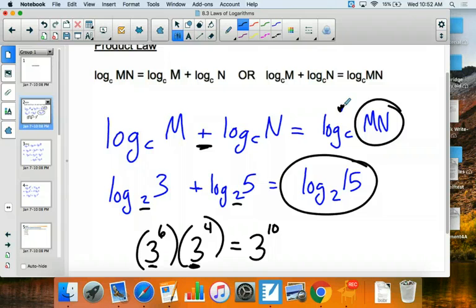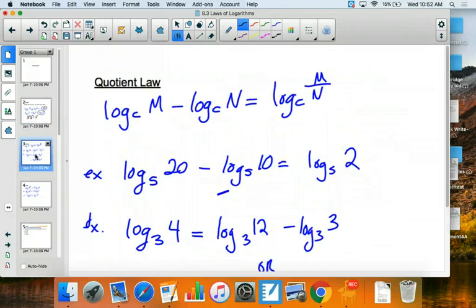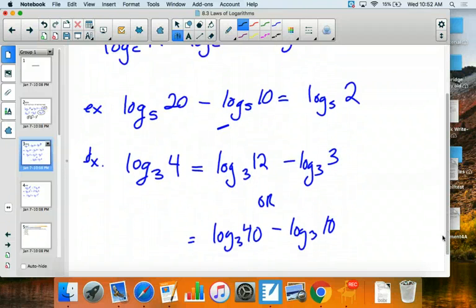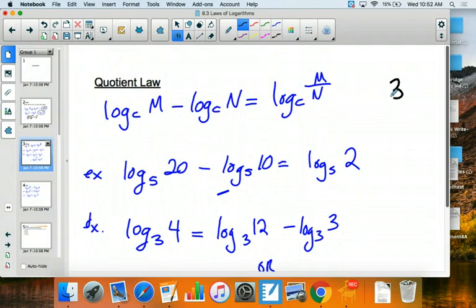All right, your next law is your quotient law. So again, just like how in your exponent laws, you would have had something along the lines of if you had 3 to the power of 7 divided by 3 squared, what did you do with the exponents? You subtracted them, and this would have become 3 to the power of 5.